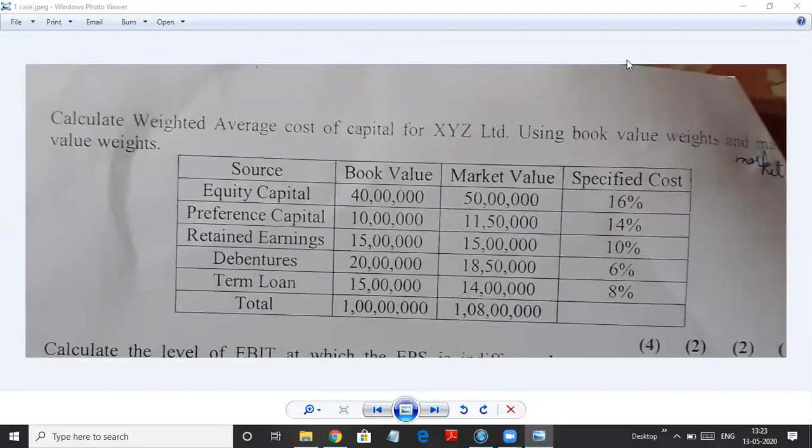Hello students, today we will do problems on weighted average cost of capital. So this is the first problem. Calculate weighted average cost of capital for XYZ Limited using book value weights and market value weights.